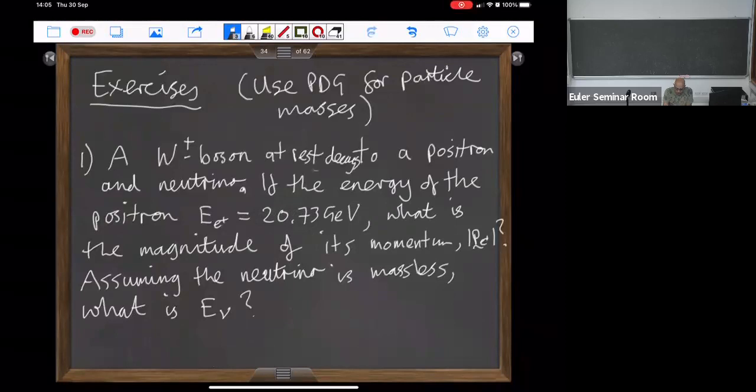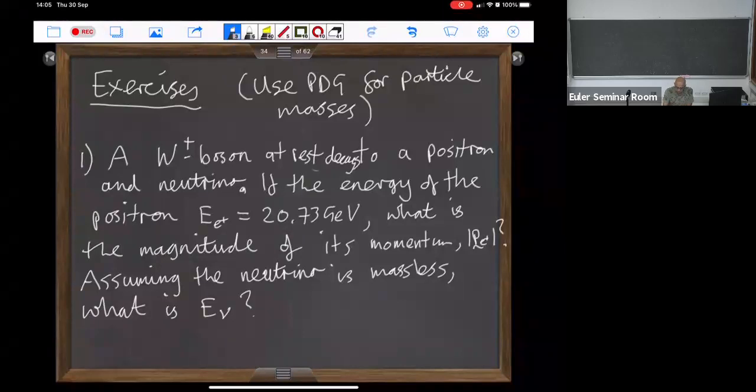So exercise 1 is to consider W boson decays. We want to consider a W boson in its rest frame, decaying to a positron and neutrino. If you're given the energy of the positron, the first thing to do is determine the magnitude of the momentum of the positron. And then assuming that the neutrino is massless, try to calculate the energy of the neutrino.